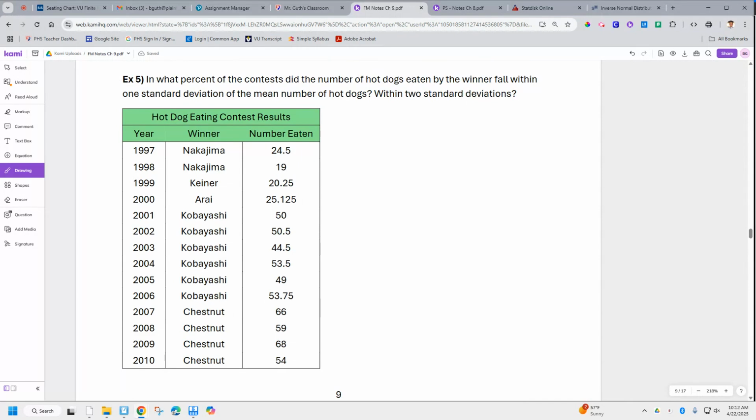In what percent of contests did the number of hot dogs eaten by the winner fall within 1 standard deviation of the mean number of hot dogs, within 2 standard deviations? Okay, so we need the mean and the standard deviation. This is not grouped data, so you can just take these numbers and use your calculator to find the mean and standard deviation. The easiest thing is just type them all in. On your TI, you type them into a list, and you can do your 1 var stats.